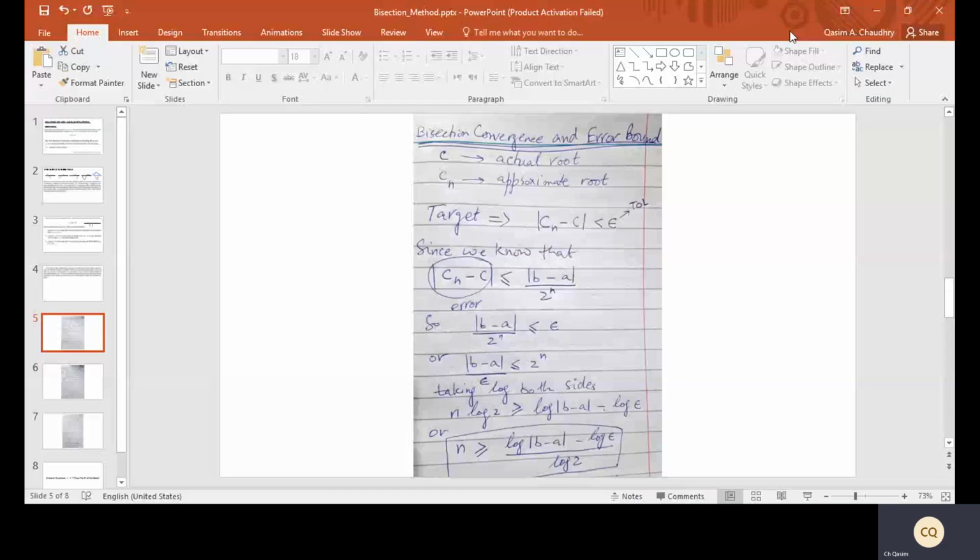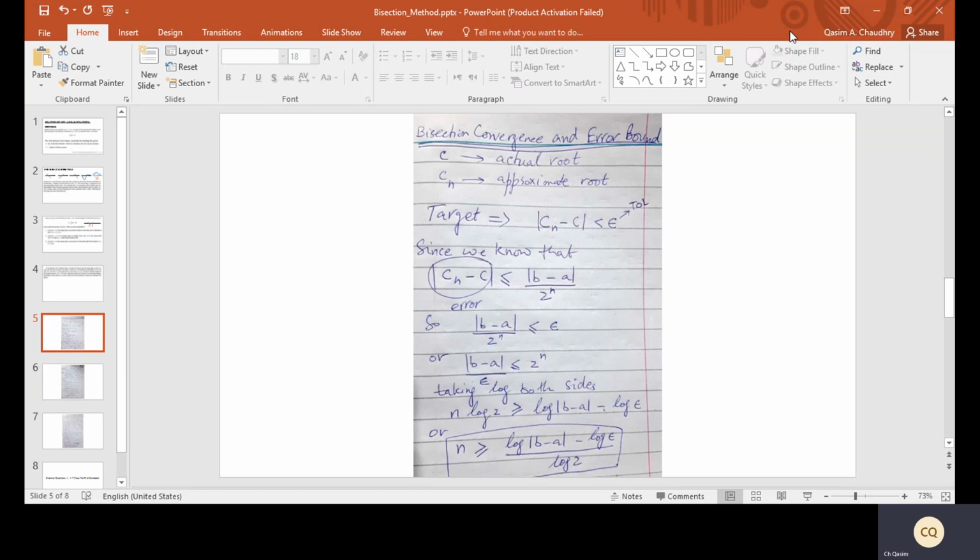Students, now we will talk about the bisection convergence and error bound. So first of all, let me tell you briefly what convergence is. Students, let's say we have the exact value of the root. So it means that is the exact solution.